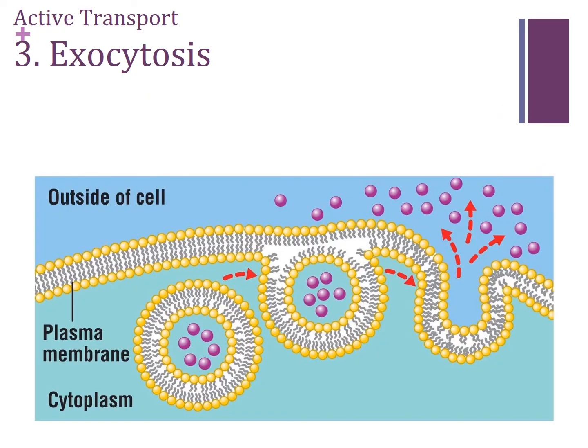The third type is exocytosis. Ex, like your ex-boyfriend or girlfriend, they are out, okay? Exocytosis means out of the cell. A vacuole inside the cell is going to fuse or bind to the cell membrane. It'll open up and force the material outside of the cell.